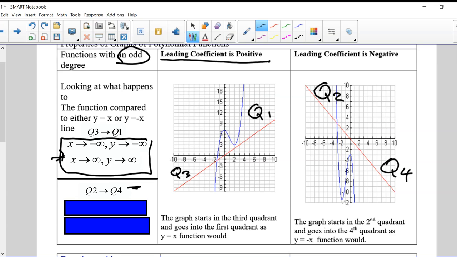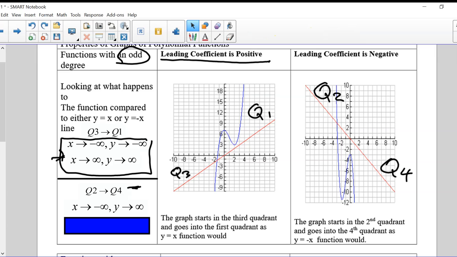Well done. Well done. There you go. Absolutely correct.